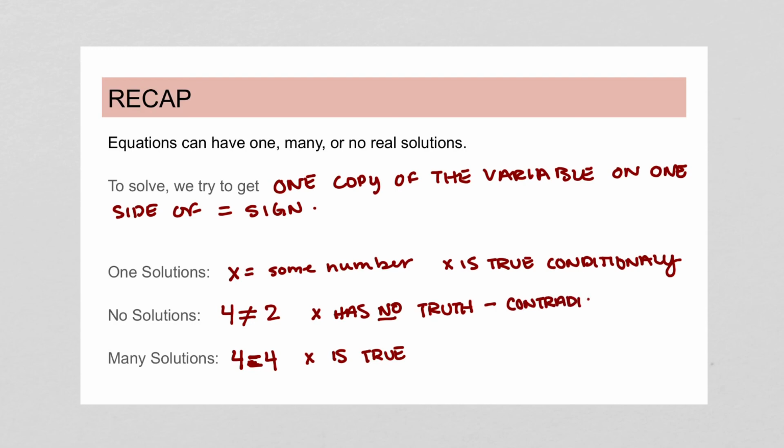Have you heard your parents ever say, "Don't contradict me"? That means don't say something against what I'm saying. Don't say something, in this case, it means not true.